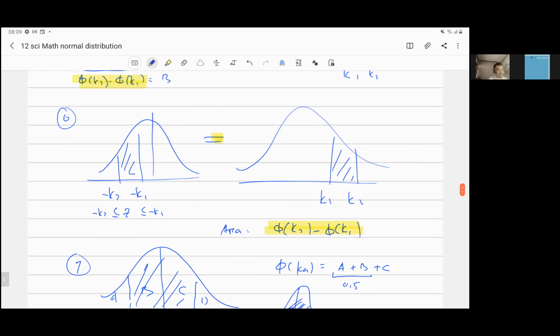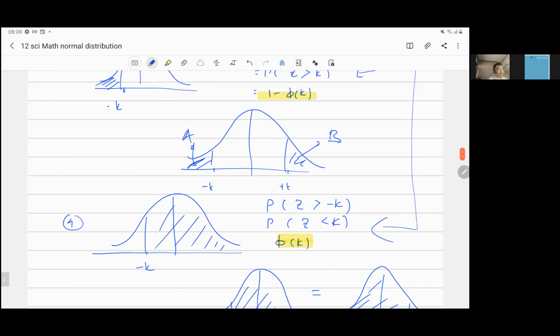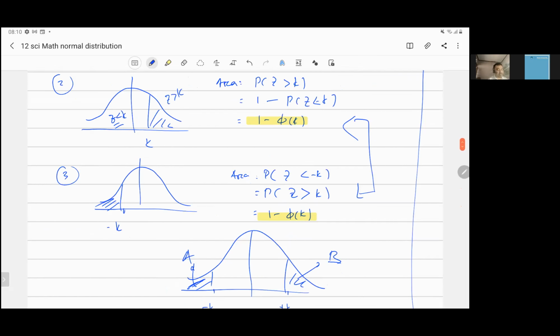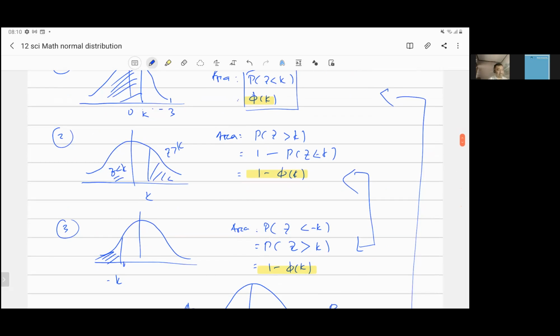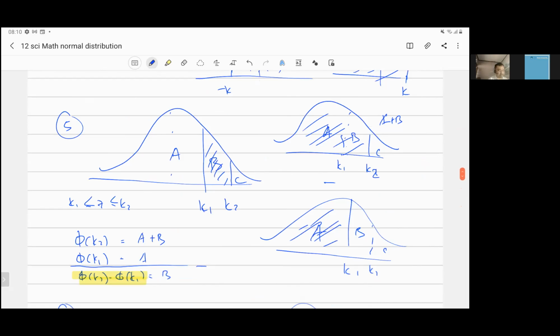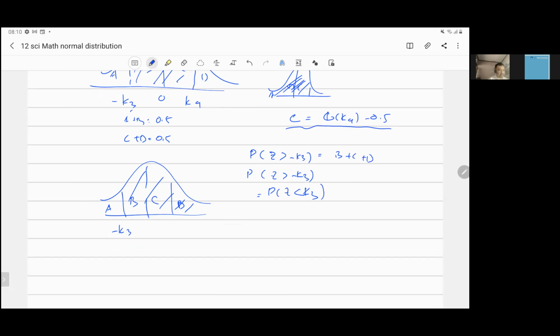Again, we see finding B plus C plus D is case number 4. This is the area below a negative value, and that's exactly the same, symmetrical to case number 1. Now with that in mind, that's going to be simply phi of that, so that's going to be B plus C plus D. If we want to find C plus D, that's exactly 0.5, because they cut them in half.